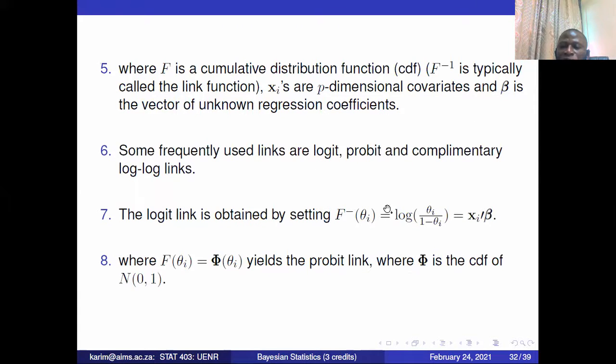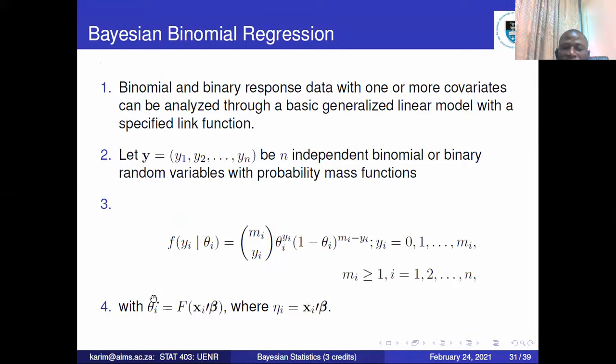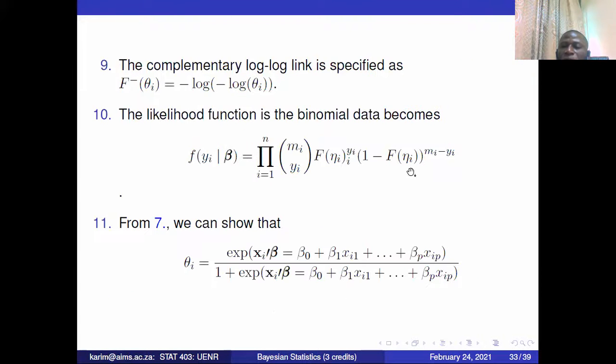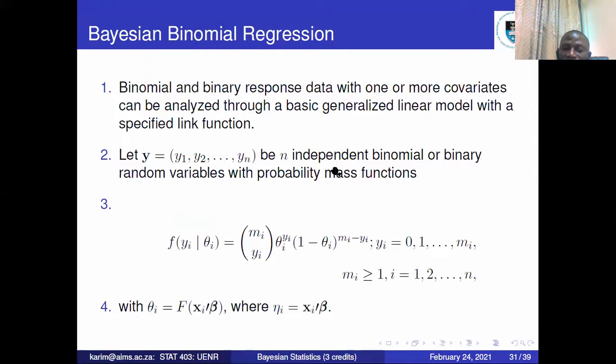And then our probability of success, the theta, is now this one here. Look at it. The probability of success, the theta, is now the eta. Yeah, the theta is now equal to the eta that we have here. So look at the theta. The theta, which is the probability of success, is equal to f of x beta. But we say that this x beta, which is the mean of the regression equation, is equal to this.